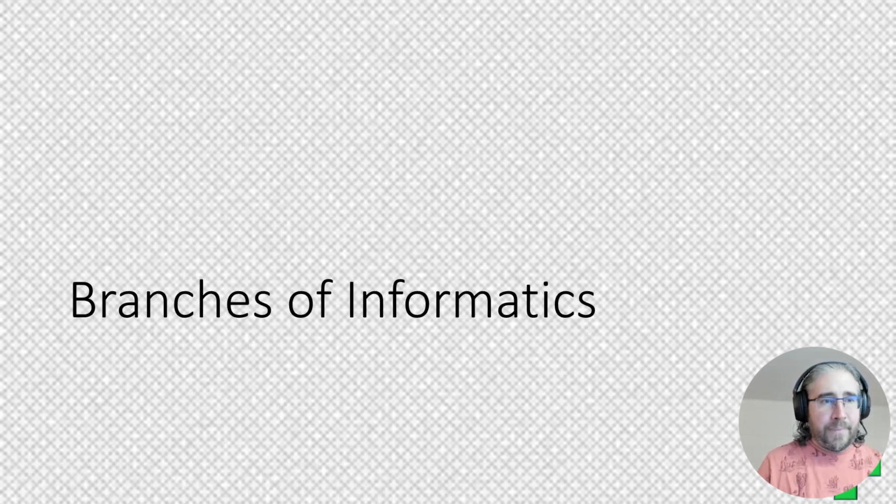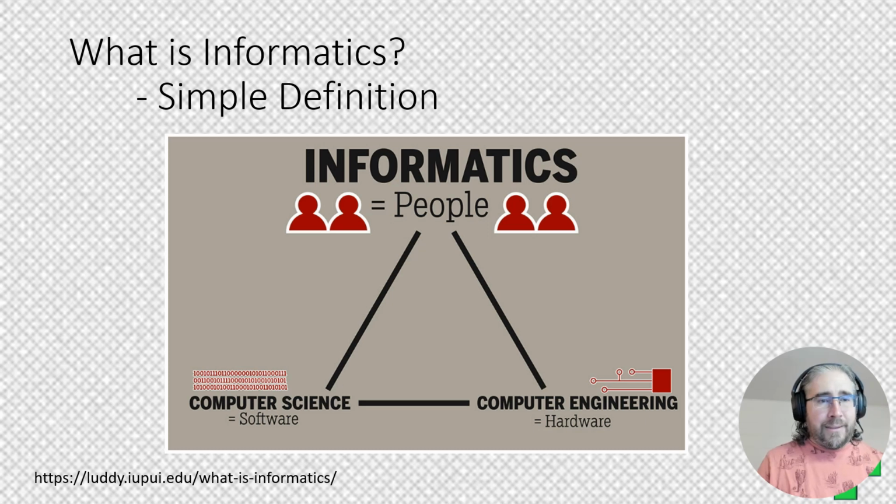So the next section dissects the branches of both informatics, pharmaceutical science, and pharmacy practice to better understand how these fields connect and relate to each other, starting with informatics. So, what is informatics? It really is the interconnection of computer science or software and computer engineering or hardware and people. I have alternatively seen this reference as the interconnection of people and information and technology.